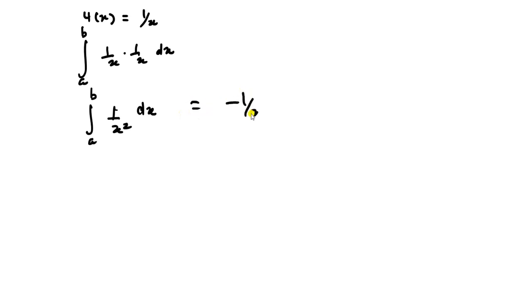This is equal to minus 1 by x, limit b to a. Clear? That is, the integral of x power n is x power n plus 1 by n plus 1, so here it is x power minus 1. And this value is equal to minus 1 by b plus 1 by a. So this is not equal to 1.